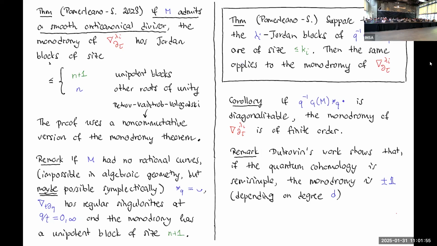So in that case, the quantum product is just the ordinary cup product. And the quantum connection has regular singularities at 0 and infinity. Here we're looking at tau equals 0, which is q over t equals infinity. And the monodromy is conjugate to just cup product with the first Chern class. So it has a unipotent block of size n plus 1. So this is this n plus 1 here.